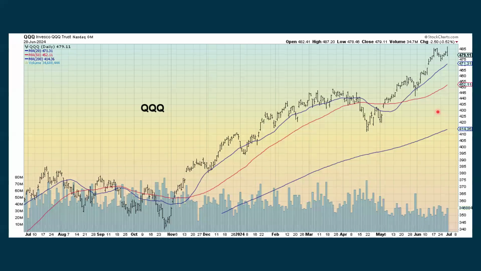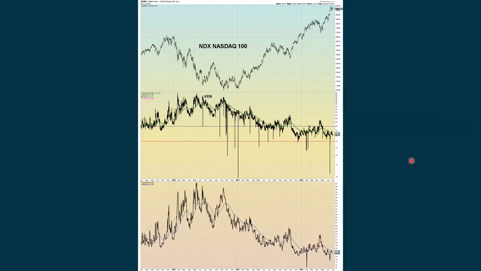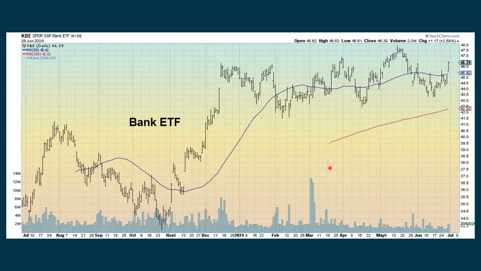Some broad market instruments here. This is the QQQs, and this is still looking solid. Even though we closed near the low on Friday, we're well above the 20, 50, and 200 period moving averages. This is the Vixen, where we use the VIX to look at the S&P 500. The Vixen looks at the NASDAQ 100, showing that volatility for the most part has been declining.